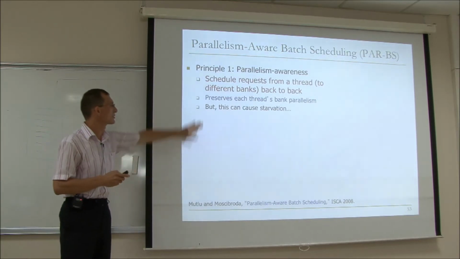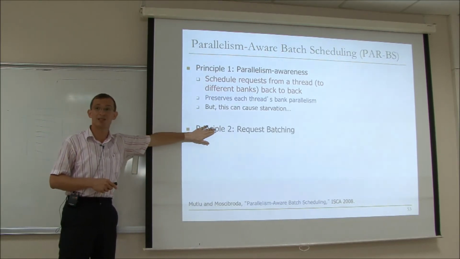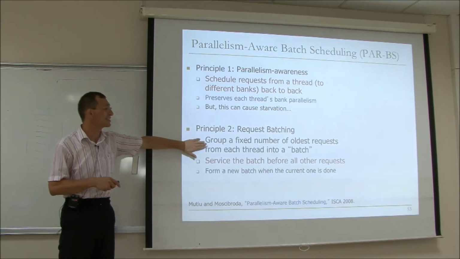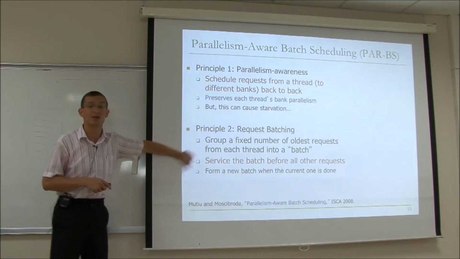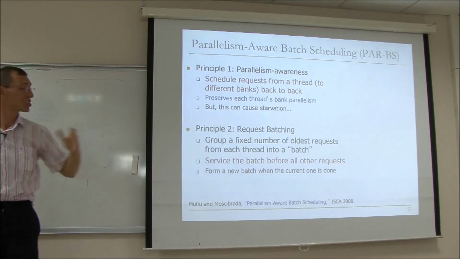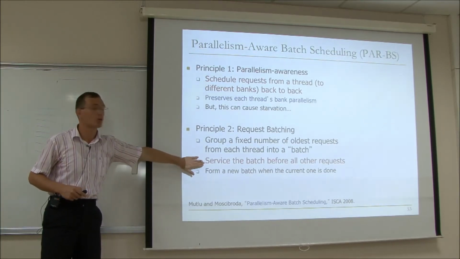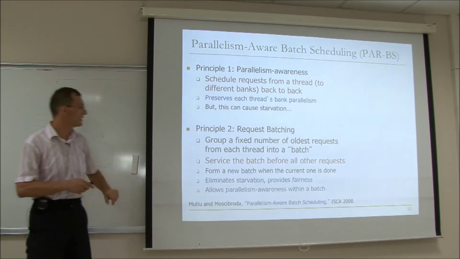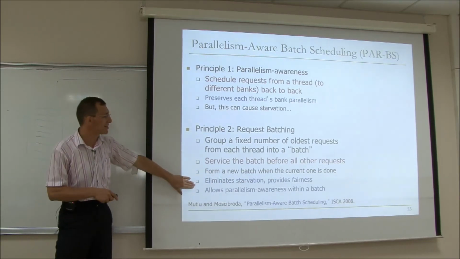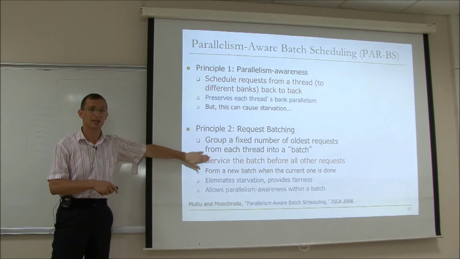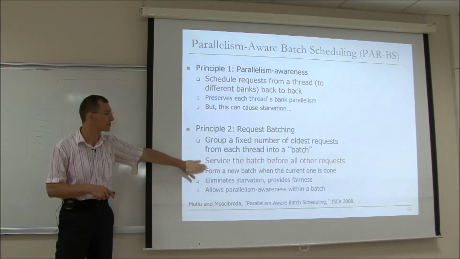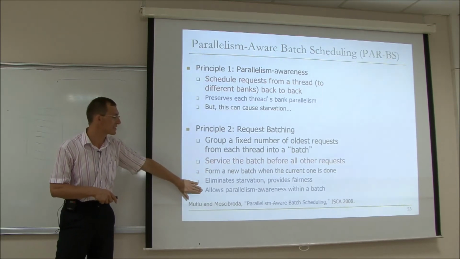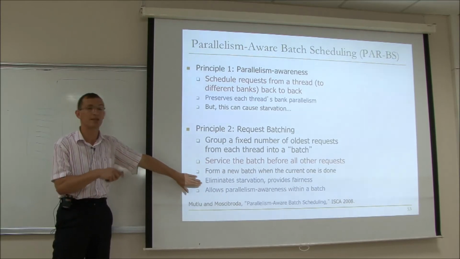So to prevent starvation, we're going to adopt the idea of request batching. The idea is to group a fixed number of oldest requests from each thread into what is called a batch, and service that batch before all of the other requests. And we're going to form a new batch when the current one is done. This, it turns out, eliminates starvation because you ensure that the next batch is not serviced before the previous batch, and provides fairness. It allows for optimizations within the batch, as we will see.